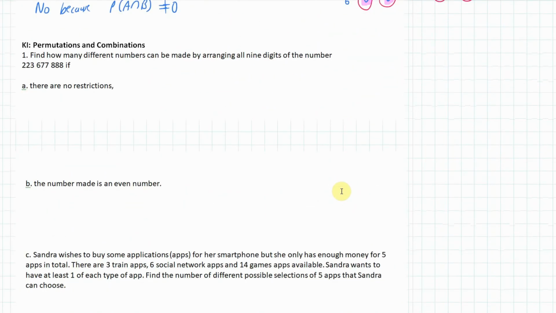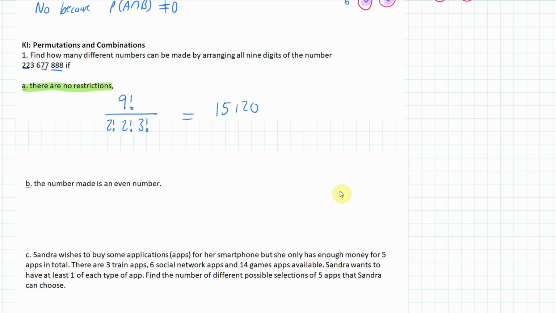Alrighty then, moving on to permutations and combinations. How many different numbers can be made by arranging all 9 digits of the number if there are no restrictions? Okay, that's nice and easy. So 1, 2, 3, 4, 5, 6, 7, 8, so it's 9 digits, 9 factorial, but then we've got a double up of 2's, so 2 factorial, and we've got a double up of 7's, times 2 factorial, and we've got a triple up of, is that a word? Triple up? I don't know. So we're going to do divided by 3 factorial there. And when I chuck this into the calculator, I'm getting 15,120.